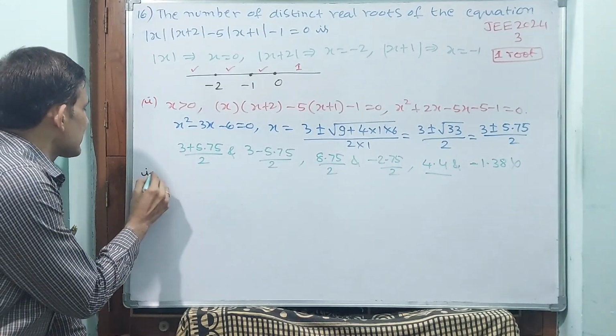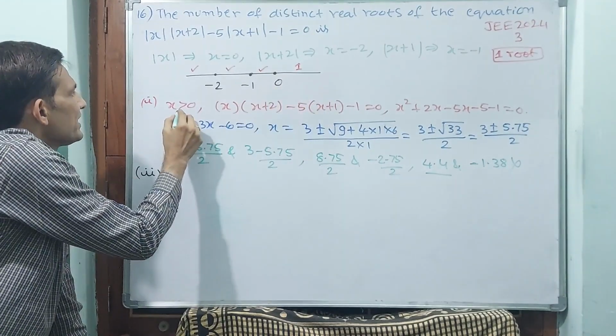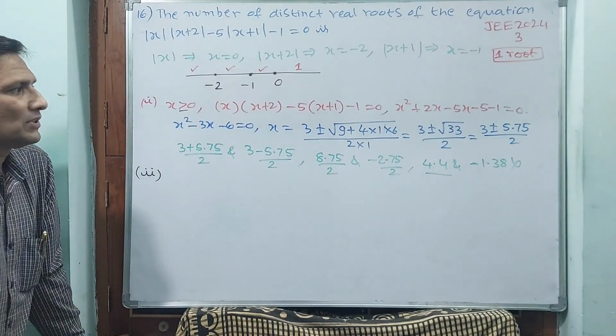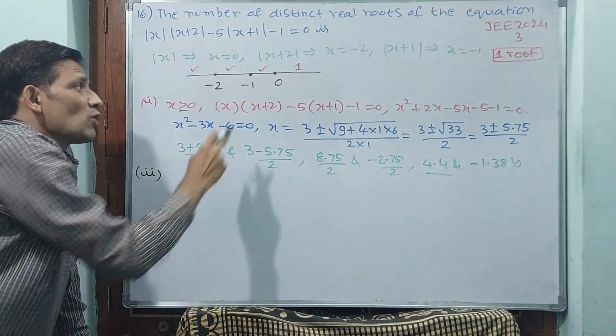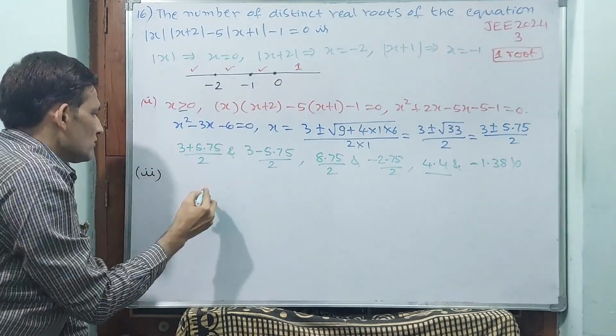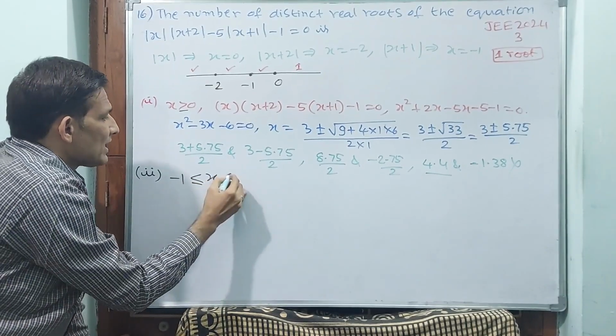Okay, now I am seeing the second category. See, greater than 0 we have seen. Now we will take greater than or equal to 0 and above, not greater than 0. Now see, minus 1 and above but less than 0. See how I am writing this. Minus 1 and above but less than 0.